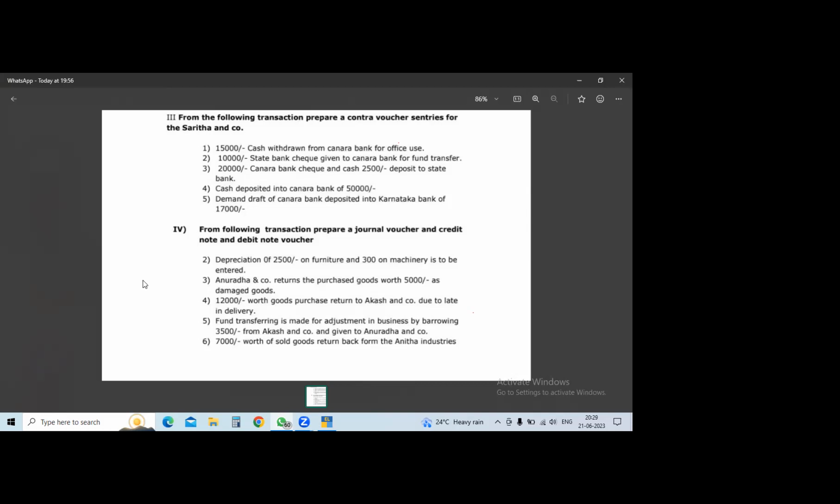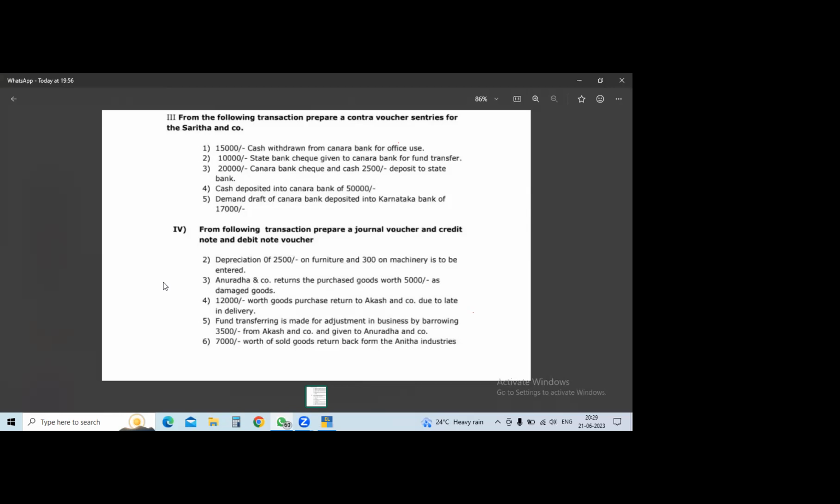Then the next voucher is a journal voucher. Journal voucher means it is an adjustment voucher. When we have transactions like appreciation or depreciation, or any funds transferred from company to company, not from bank to bank, all these things you will take under journal voucher. I'll repeat: depreciation and appreciation.